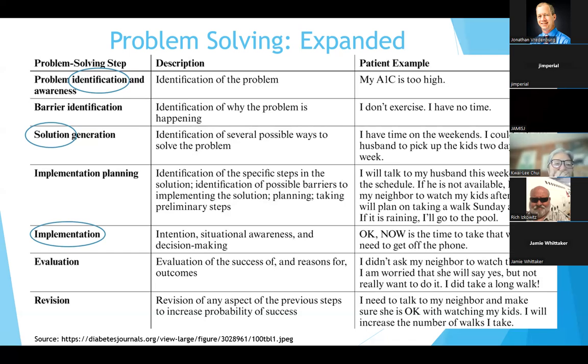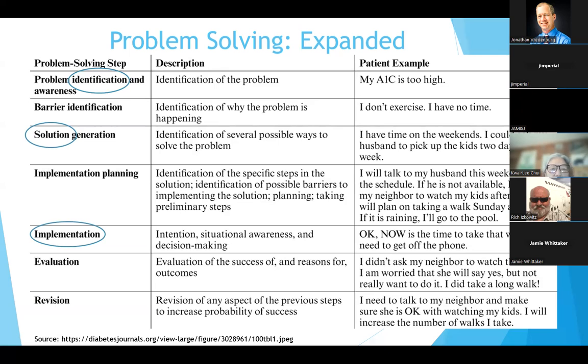So let's generate some potential solutions. So maybe you have more time on the weekends, or you could ask your husband to pick up the kids a couple of times each week to afford yourself a little bit of extra time. So it's all about trying to figure out what are some potential options for that particular problem, and then moving forward to try to work through them. So implementation planning. So you're talking to your husband about your schedule, and if he's not available, maybe ask the neighbor to watch the kids, and go for a walk on Sunday afternoons. And you can see there, if it's raining, well, then I'll just go to the pool instead.